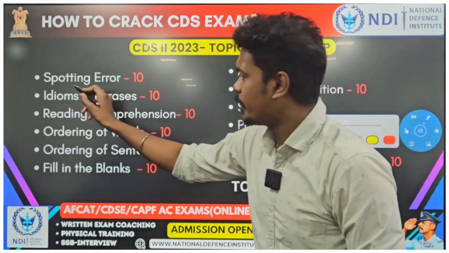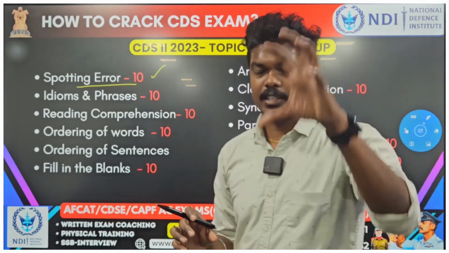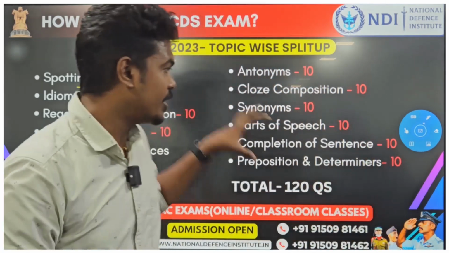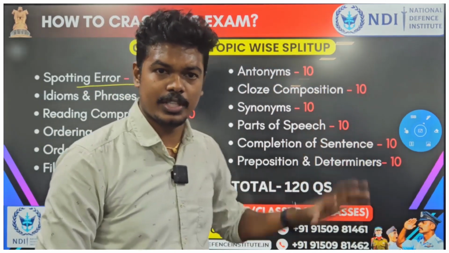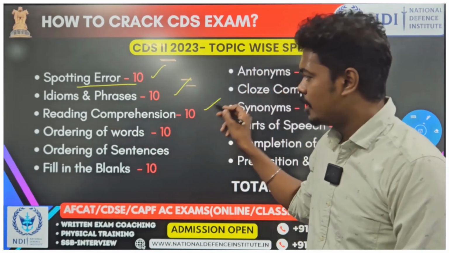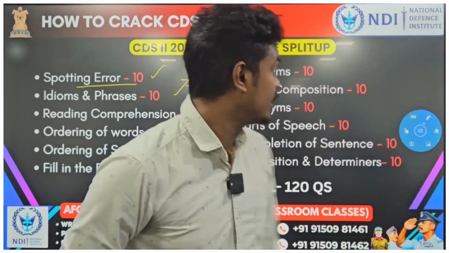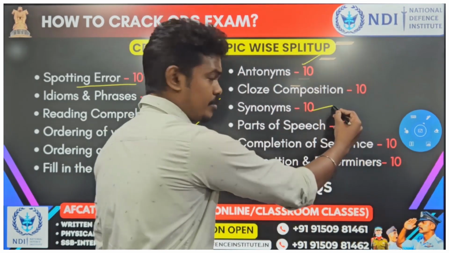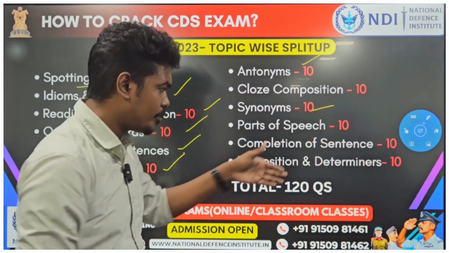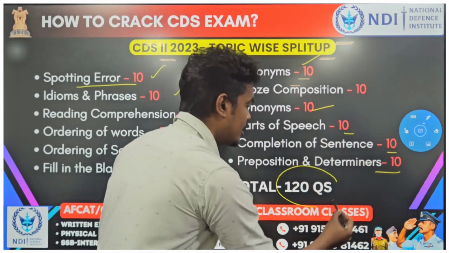See here, spotting error 10. If you look at it, the UPSC has divided the whole pattern and they have given equal importance to all the subjects. You see here the spotting error, idioms and phrases 10 questions, comprehension, ordering of words, ordering of sentences, fill in the blanks, and next you see antonyms, synonyms, cloze comprehension. So all the topics have equal 10 questions. So it is around 120 questions.